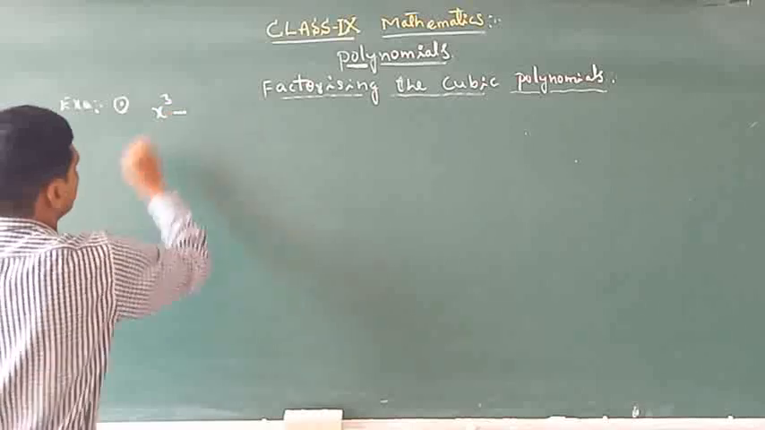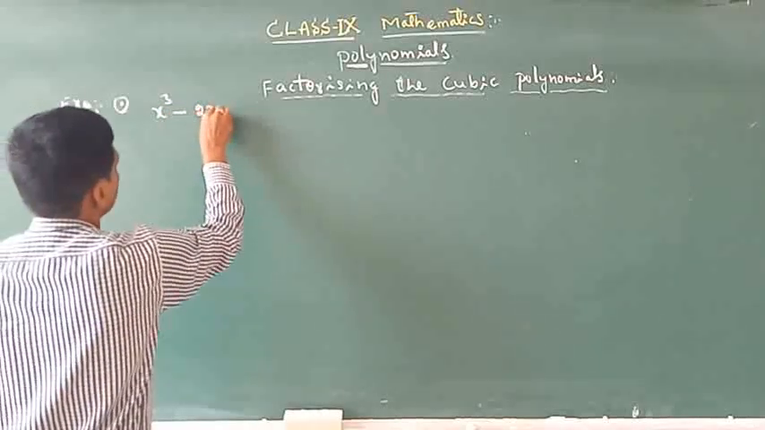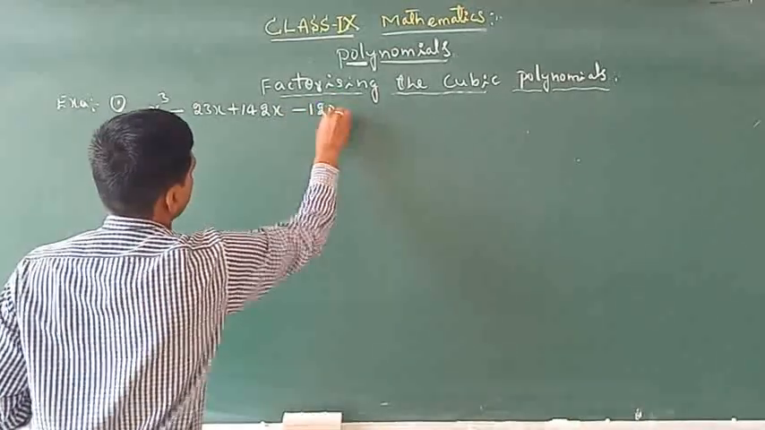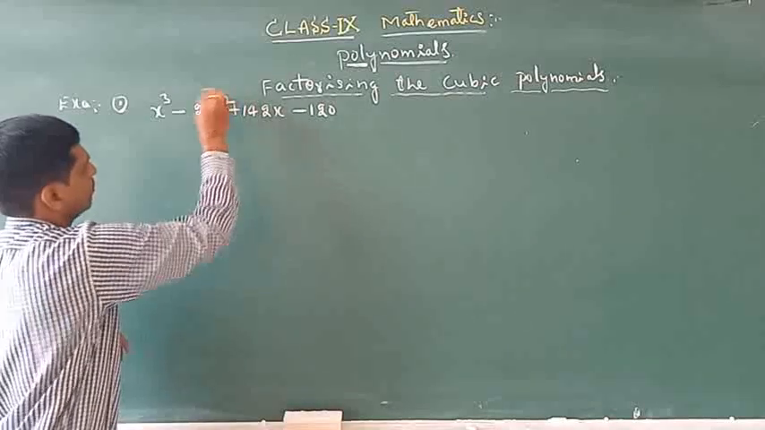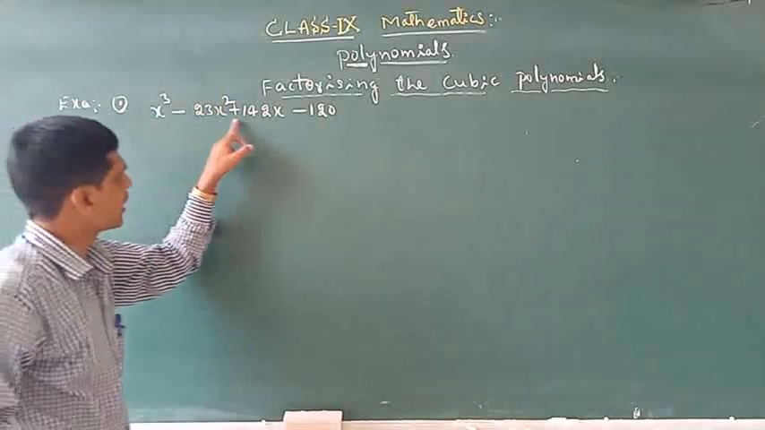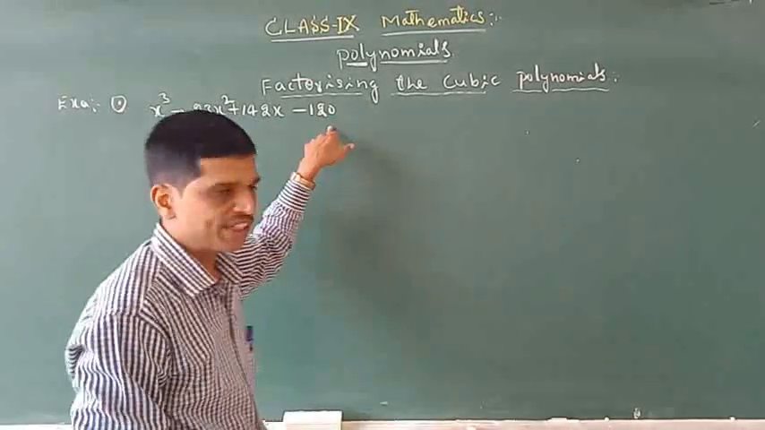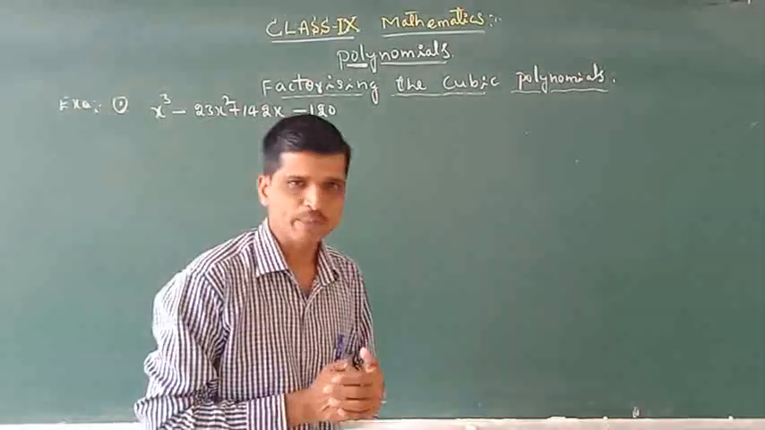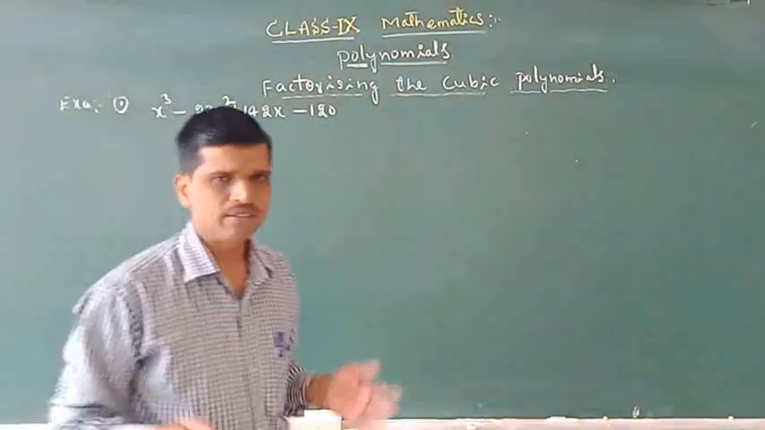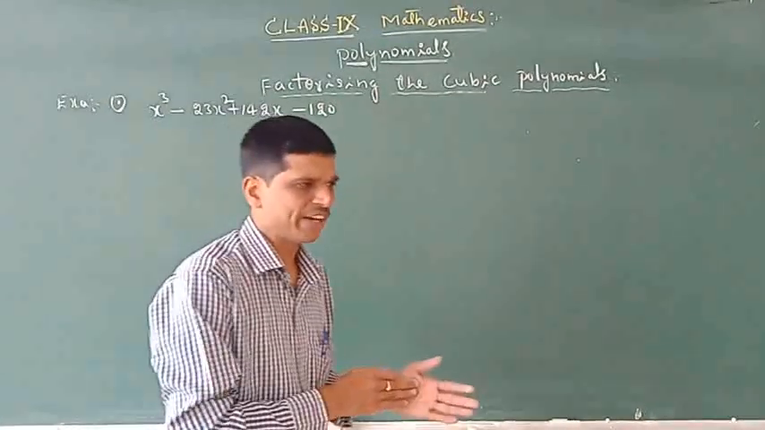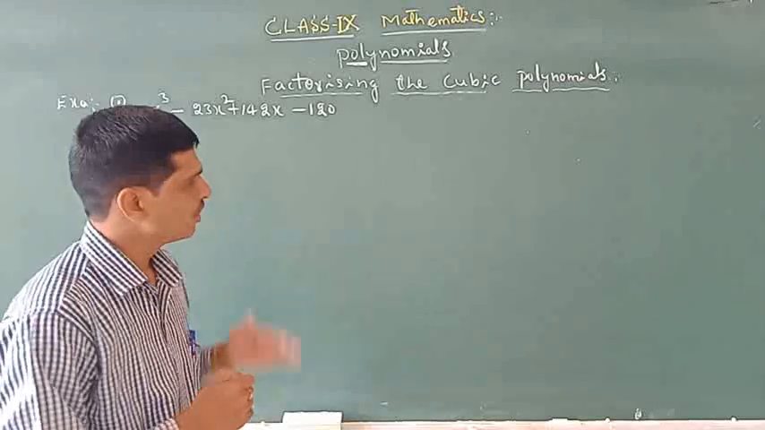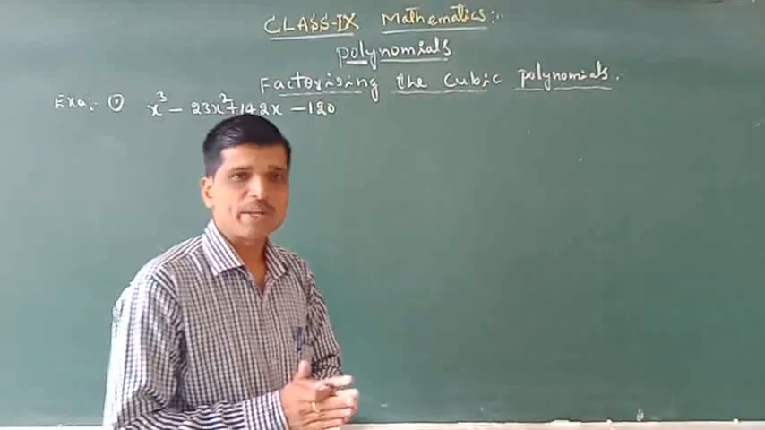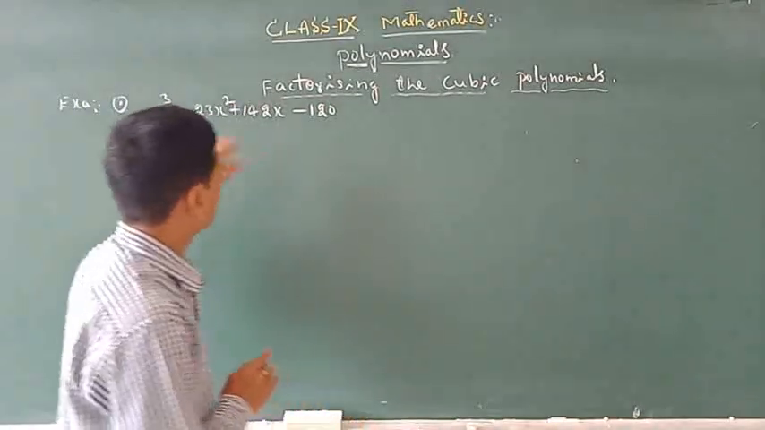x cube minus 23x square plus 142x minus 120 is the example. So how would you factorize the given polynomial? In a linear polynomial it is very simple, because by taking the common factor, there is only one factor. That is why in a quadratic polynomial there will be 2 factors. Here we require 3 factors.